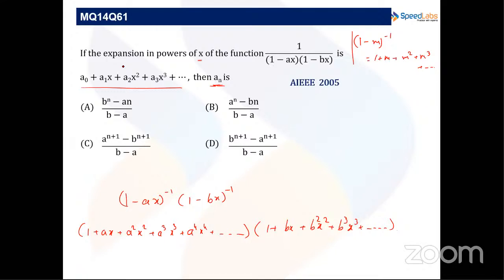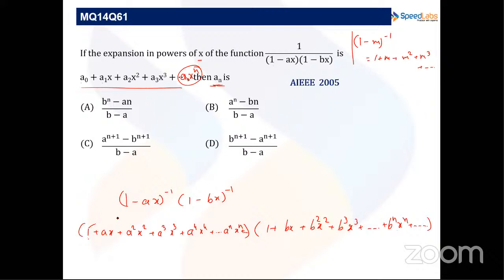So here, if we are writing it as a naught plus a1x plus a2x square plus a3x cube, then it will be a n x to the power n. So we need to find the coefficient of x to the power n. So we can write it till, let's say, a to the power n x to the power n, and still it is going on. And here also it is b to the power n x to the power n, and still the series is going on. So how are we going to get it?